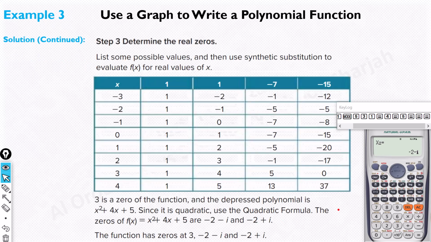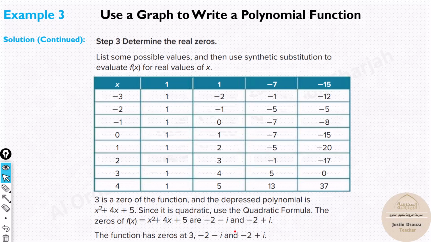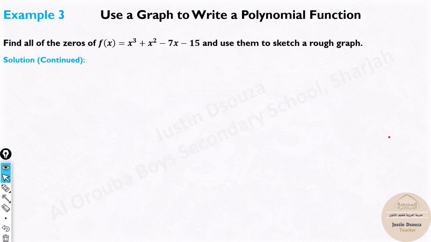That is the answer over here. You can easily find it out. So this is how we basically find the roots. So we have 3, that is from the table we found out, minus 2 minus i and minus 2 plus i. So this is how we can solve it. It takes time to understand, but then you will understand it's a simple method.